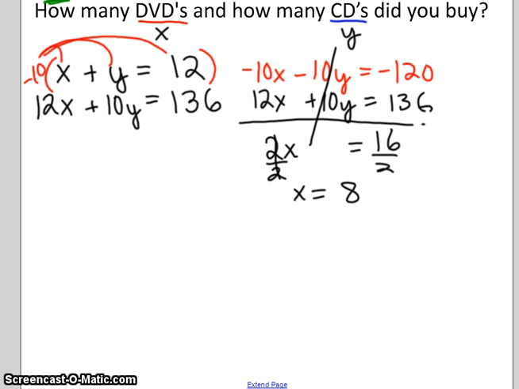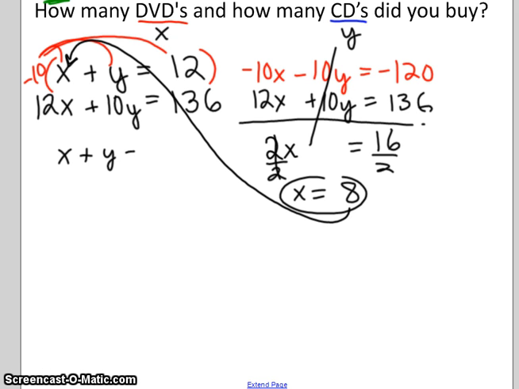x equals 8. Okay. Now what do we do? We take that 8 and we plug it in for x in one of the equations. Alright, I like this first equation because x is by itself. So x plus y equals 12, or 8 plus y equals 12. And you guys probably figured it out already. y equals 4.